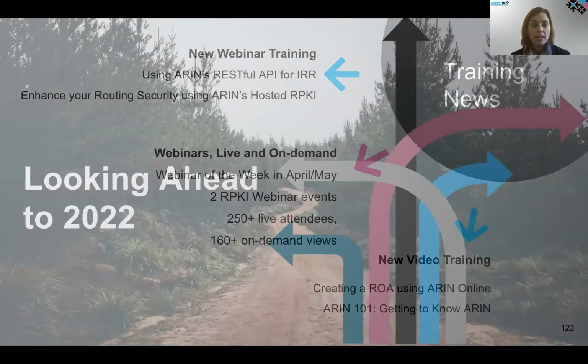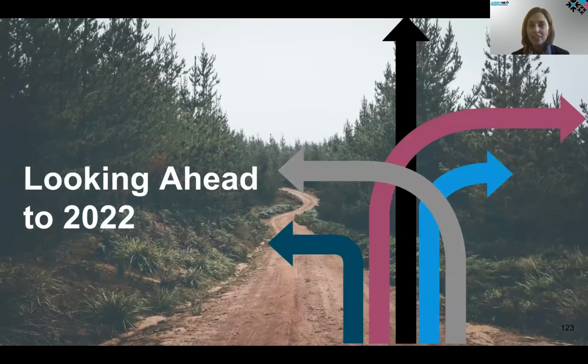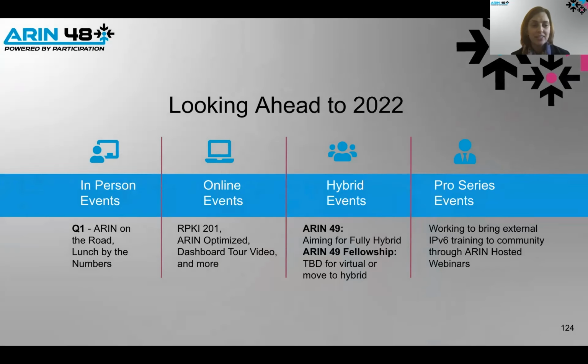At the next slide. All right, as I said, quick look ahead to 2022. Next slide. All right, it's gonna be fun. I'm excited. We're actually bringing back in person. Q1, we already have three events that we're working on scheduling out. You'll see registration open in January, most likely for all three. We're bringing back ARIN on the Road and Lunch by the Numbers. We're hoping to continue that across the year, but we'll be having three of those events in the first quarter.